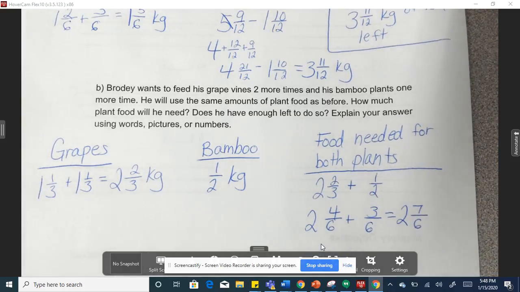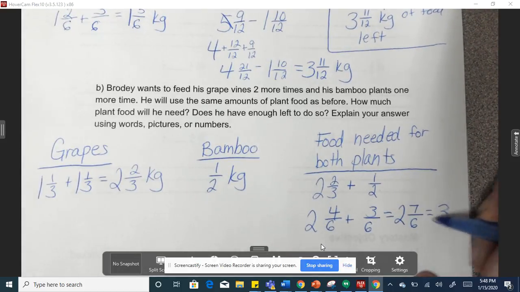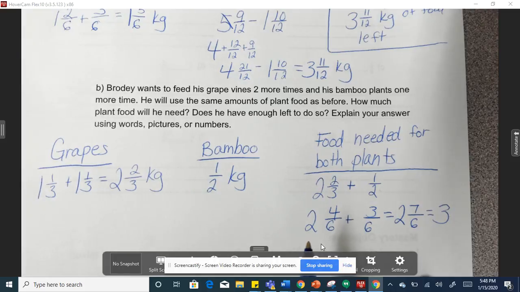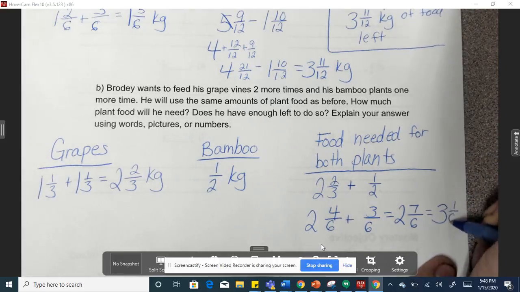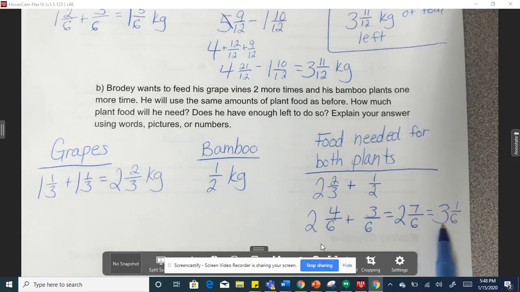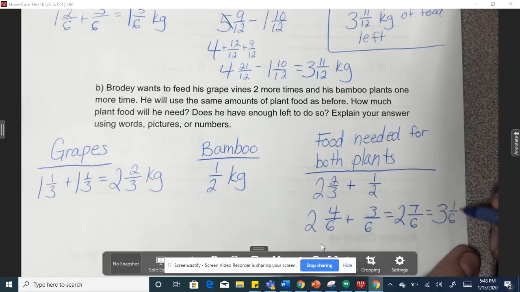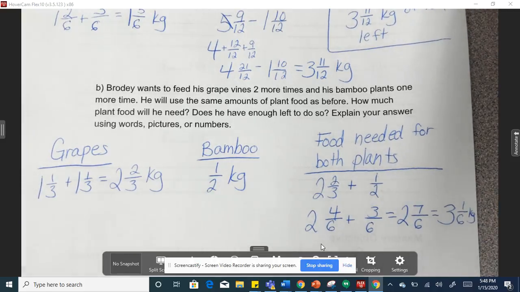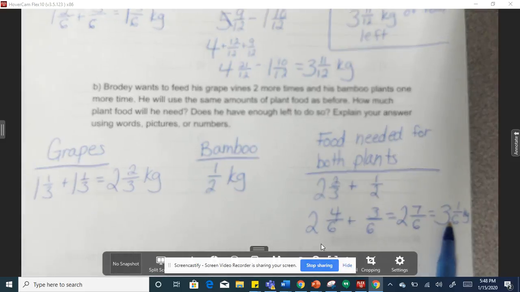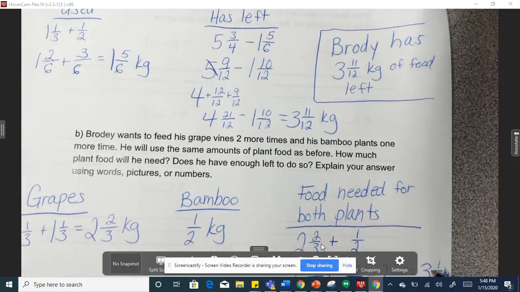The numerator is bigger than the denominator, so we can regroup. Take one whole out, so we now have 3 wholes. And if one whole is 6/6, we only need one more 6 to get to 7/6. So I see that he needs 3 1/6 kilograms of food. All right, so this is how much he needs. We're going to look back at the A to see how much food he actually has left.